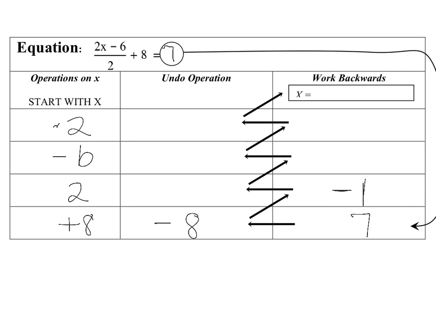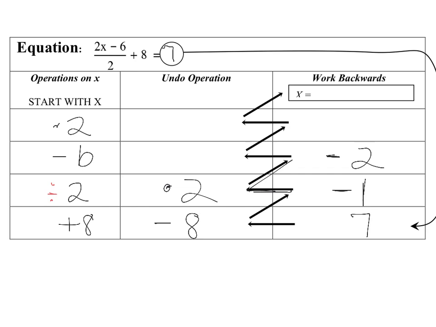Then I'm going to take negative 1 and do the opposite of what we had here. What did we have there? We had divide by 2. The opposite of divide by 2 is multiply by 2. So here we're going to multiply by 2. I'm just going to follow the arrow. I'm going to take negative 1, multiply it by 2, and I'm going to get negative 2.